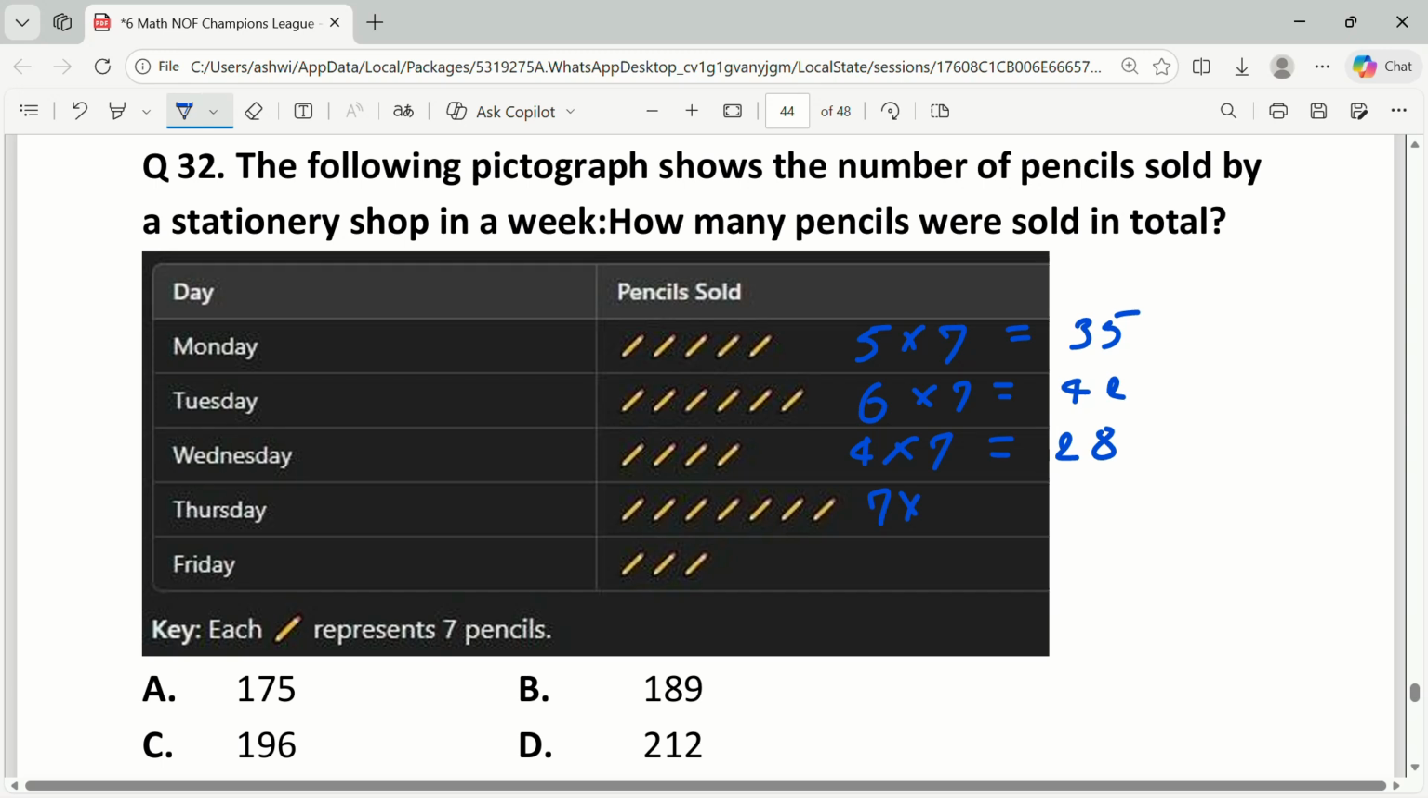On Thursday, that is 7 into 7, that is 49. And on Friday is 3 into 7, that is 21. The total number of pencils sold is the sum of pencils sold on each day. That is 175. Comparing with the options, the answer is A.